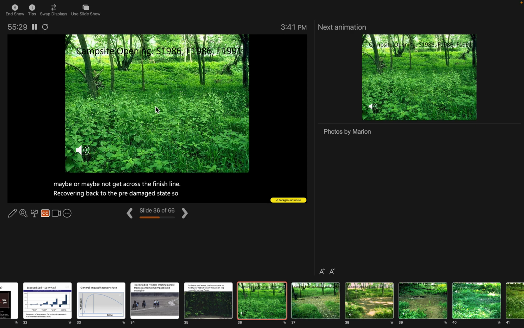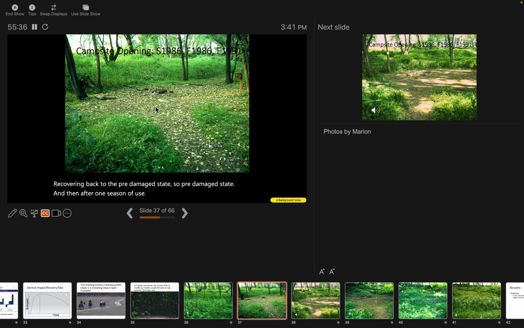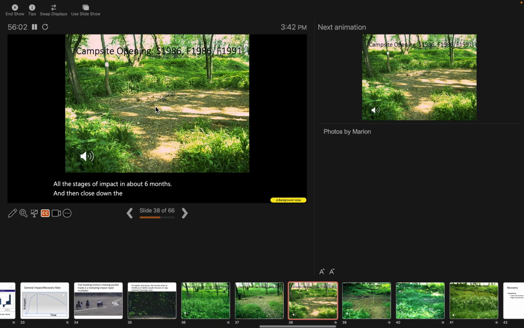So, pre-damaged state, and then after 1 season of use, that's a visible campsite, right? So we've got height reduction and species composition change and soil exposure. All of that in 1 season. All the stages of impact in about 6 months. And then close down the site after this. How does it look after that?